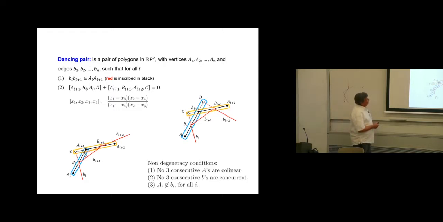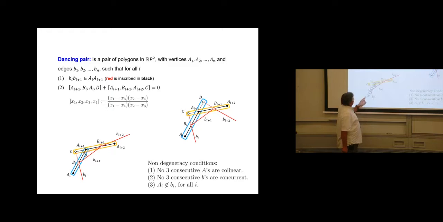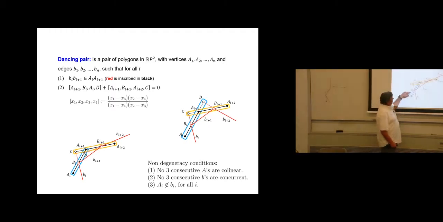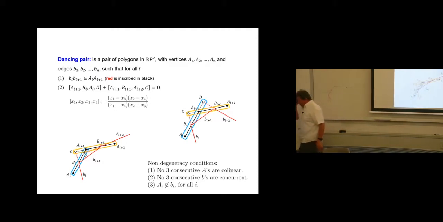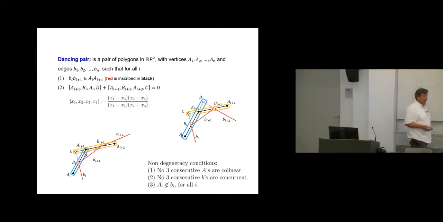Okay, there are some non-degeneracy conditions, otherwise this doesn't make good sense. You shouldn't have 3 collinear points or 3 concurrent lines. And also an important one is that the line in front of the point doesn't pass through the corresponding point. Other than that, it's arbitrary.